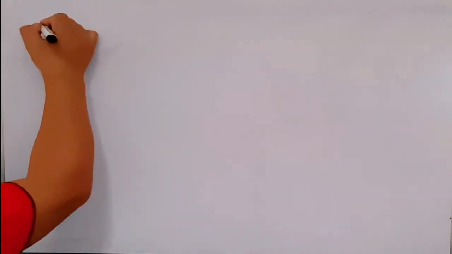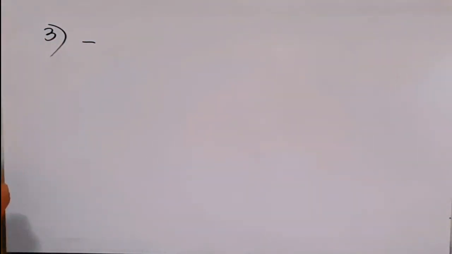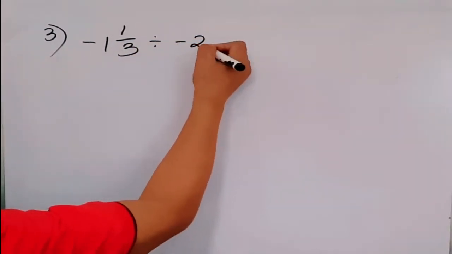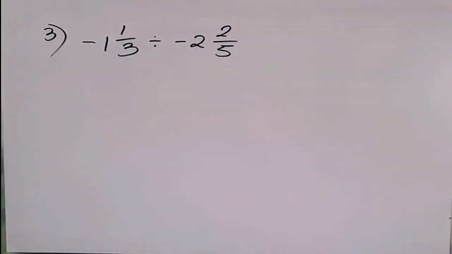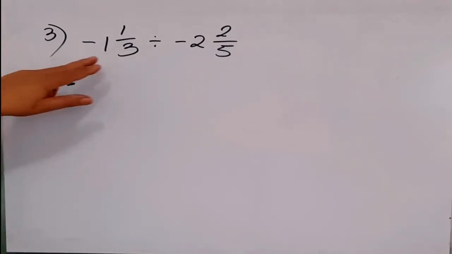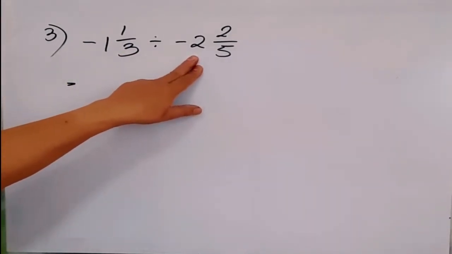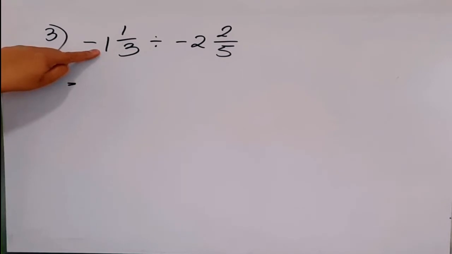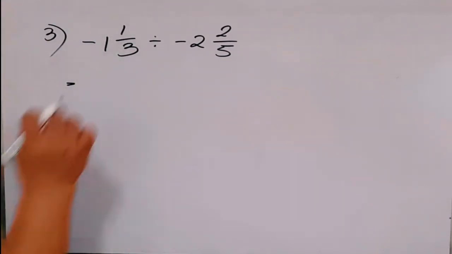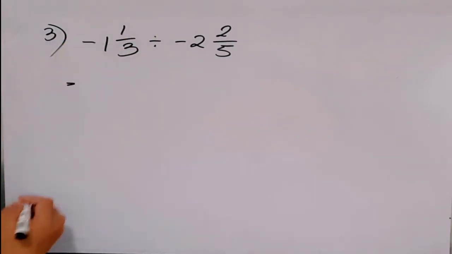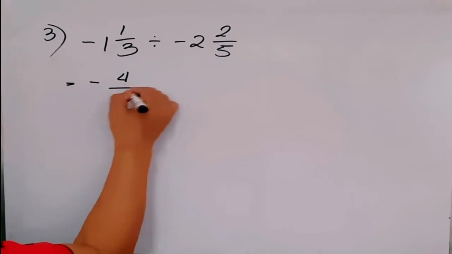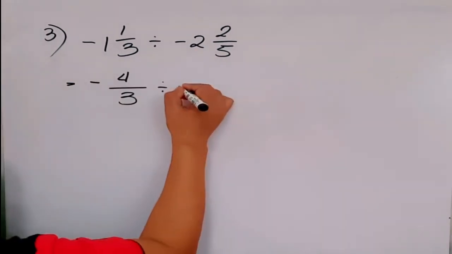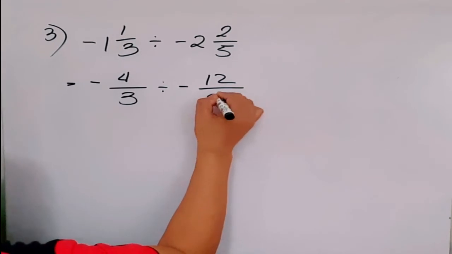Okay, let's take example number 3. Negative 1 and 1/3 divided by negative 2 and 2/5. So first we convert these mixed fractions into improper fractions. We convert this by multiplying the denominator and the whole number plus your numerator. So 3 times 1 is 3 plus 1 is 4. That's negative 4 over 3 divided by 5 times 2 is negative 12 over 5.